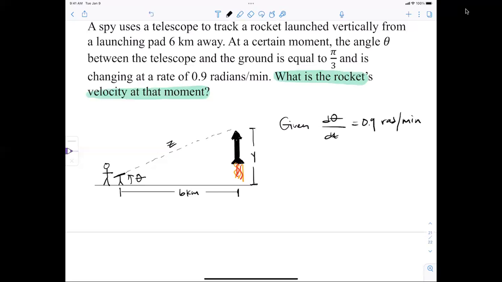The magnitude would correspond to the speed of the rocket, and then the direction will end up being indicated by whether we get a positive or a negative value to represent the velocity. So velocity, based on this picture, is going to be the rate at which the distance of the rocket from the ground is changing. We can use that to describe the velocity. So like Matthew said, we're trying to find dy over dt when theta equals pi over 3.